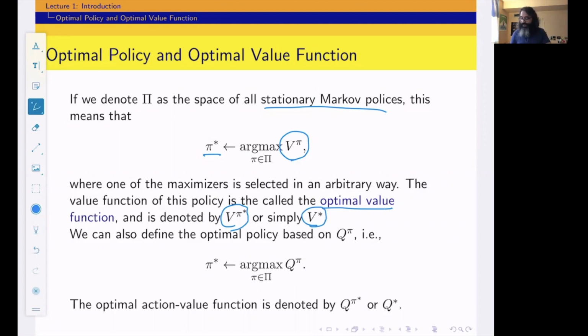We can also define the optimal policy based on Q pi. We search in the space of all possible policies and find the one that has the maximum value for all states, the one that dominates other policies. That would be the optimal action value function, denoted by Q pi star or Q star.